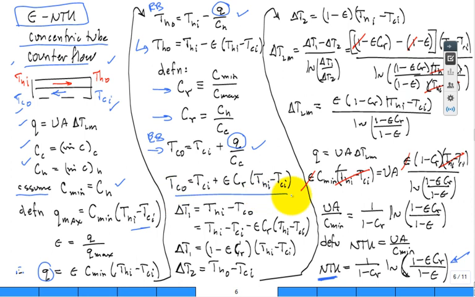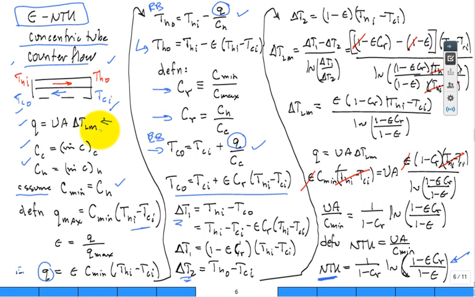Doesn't look like it's going very far, does it? I know, you kind of get lost in the forest, but we need to know where we're going. We're just getting an algebraic expression between effectiveness and NTU. All right, what are we doing here, delta T1 and delta T2? Well, we're going to come back to this log mean temperature difference.